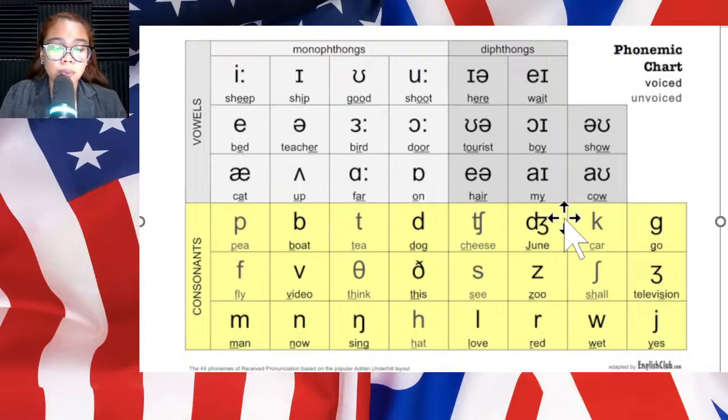It is a smooth, powerful glide from a stop position into a voiced friction. If you place your hand on your throat while you say June, you should feel a very distinct steady vibration that lasts through the entire sound. So we say June, J, J, J, June. There are vibrations all the way. So this is a voiced sound.